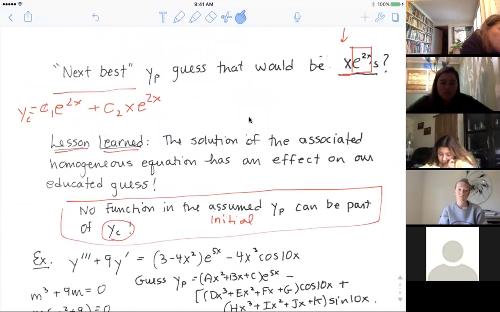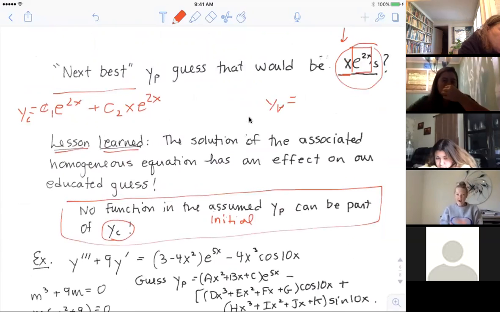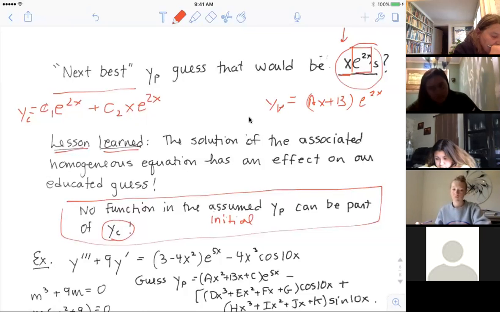You could finish it up by putting this in there as your YP. Since there's an X there, my next best guess would be X times that, so it'd be (Ax + B) times e to the 2x or whatever. We get to avoid those things. All right. Powers of x.